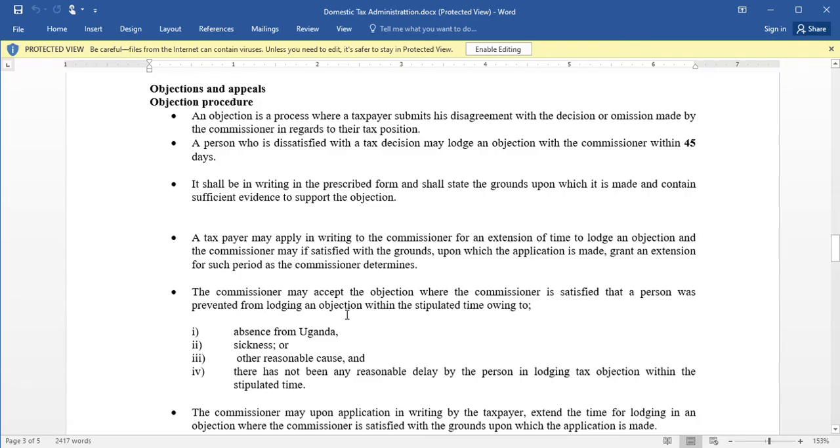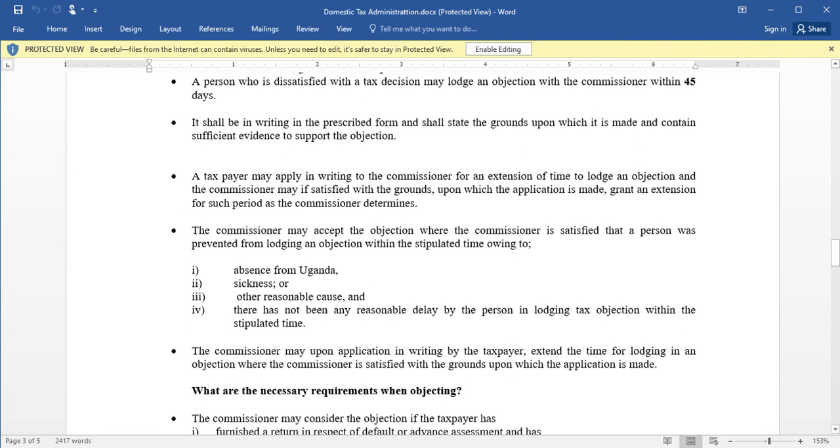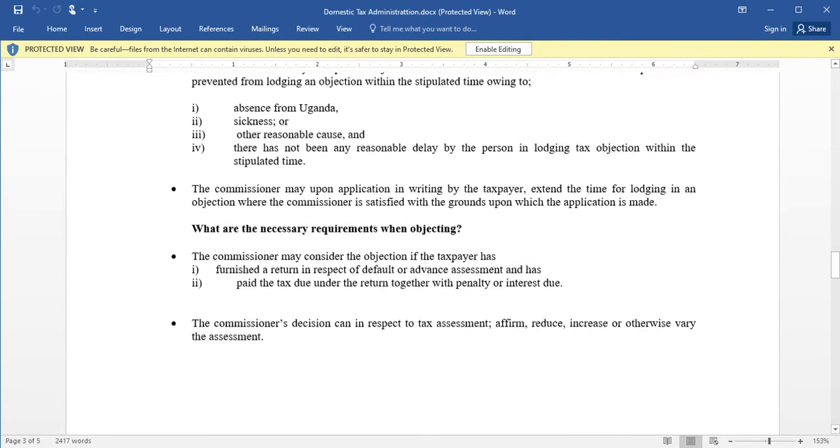The commissioner may accept an objection where the commissioner is satisfied that a person was prevented from lodging an objection within the stipulated time owing to certain reasons. First, when you were absent from Uganda. Then secondly, when you were sick, maybe you were in a coma for 45 days. And any other reasonable cause. Or when there has not been any reasonable delay by the person in lodging the tax objection within the stipulated time, when it wasn't out of your own cause. The commissioner may, upon application in writing by the taxpayer, extend the time for lodging an objection where the commissioner is satisfied with the ground upon which the application was made.